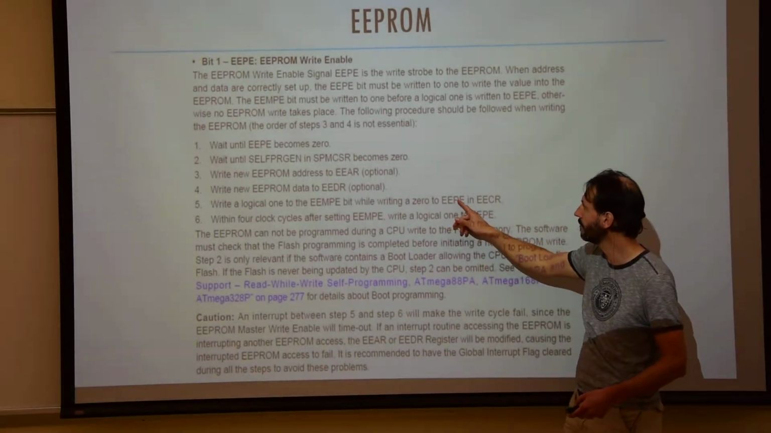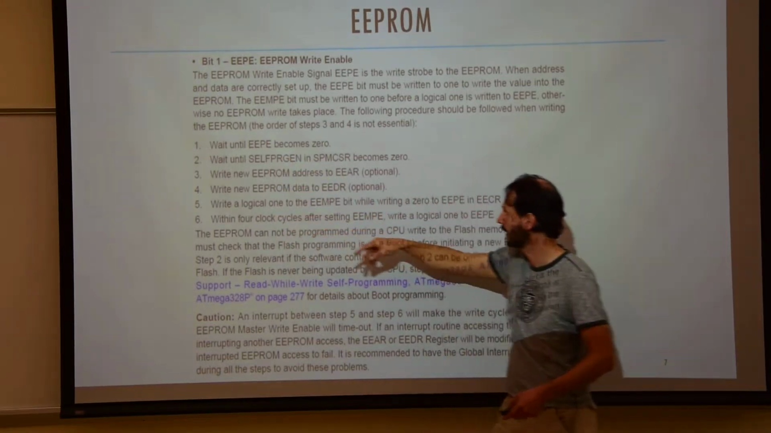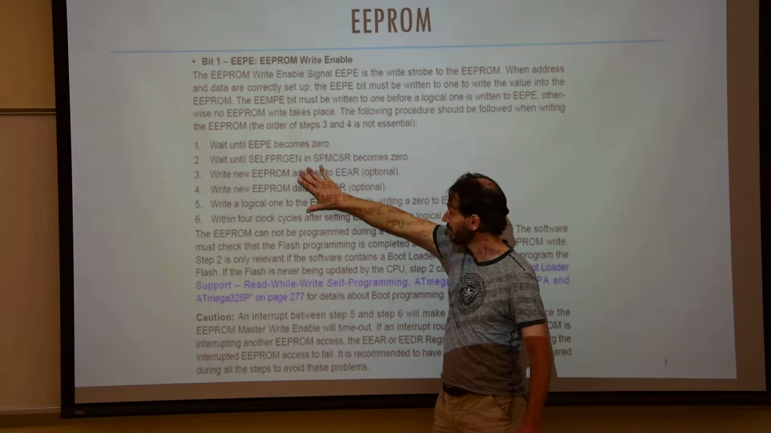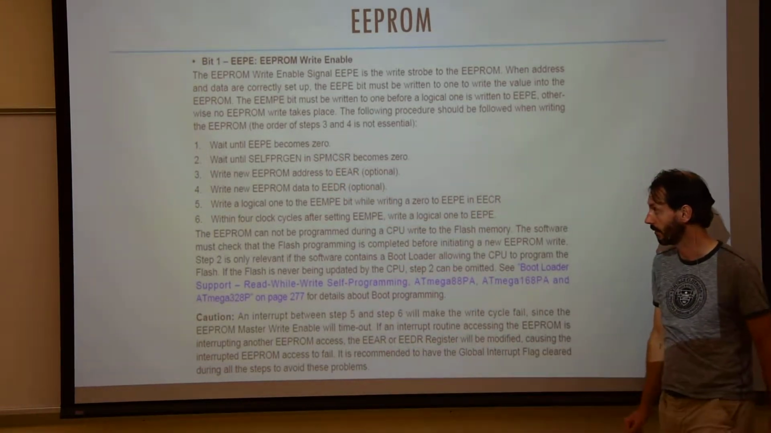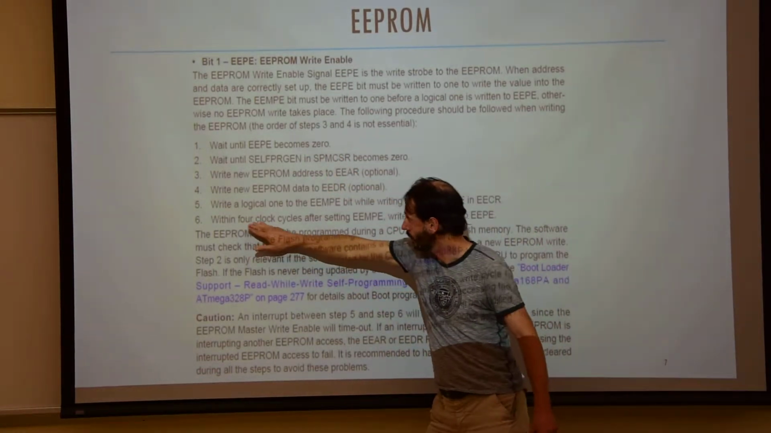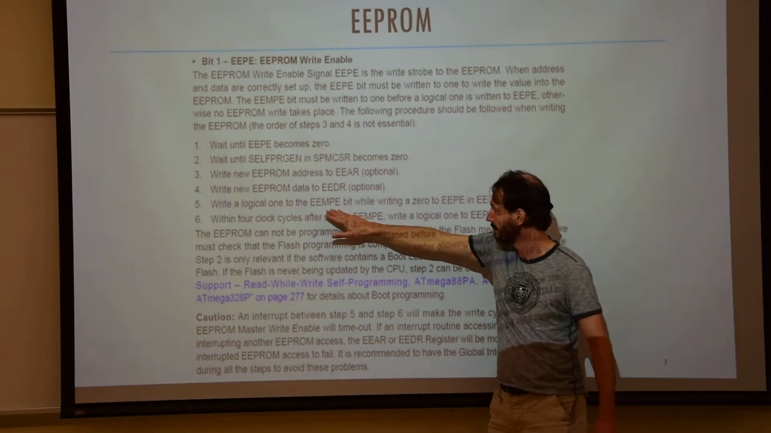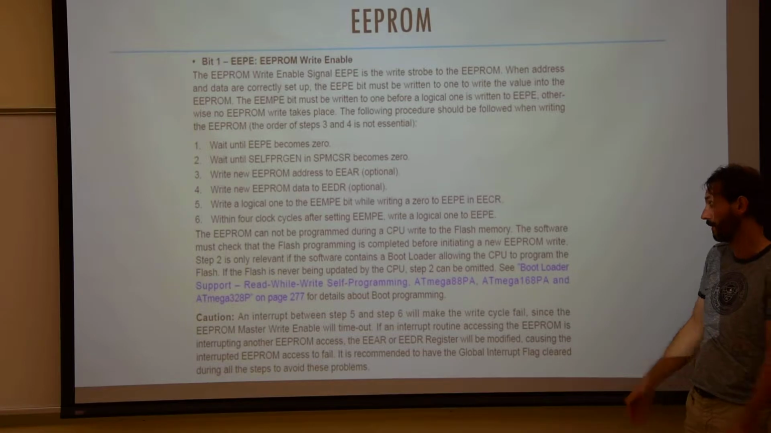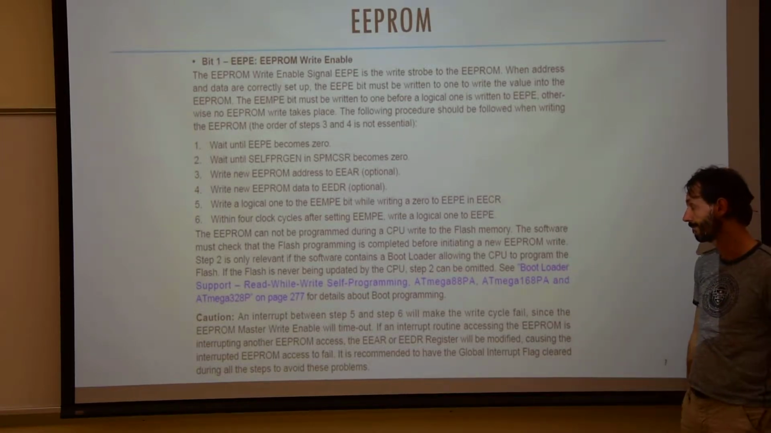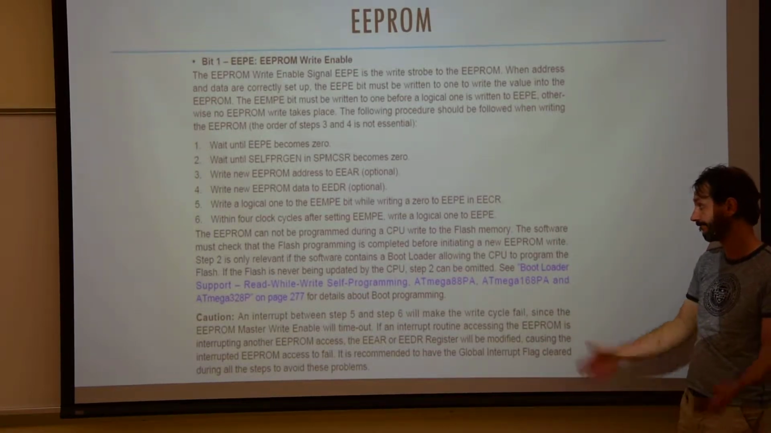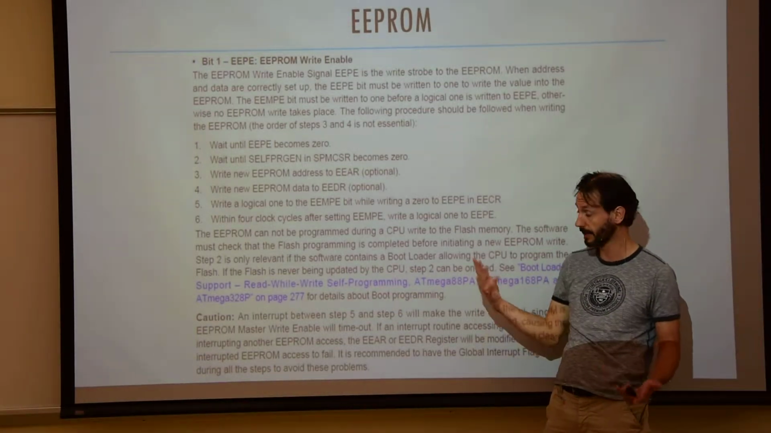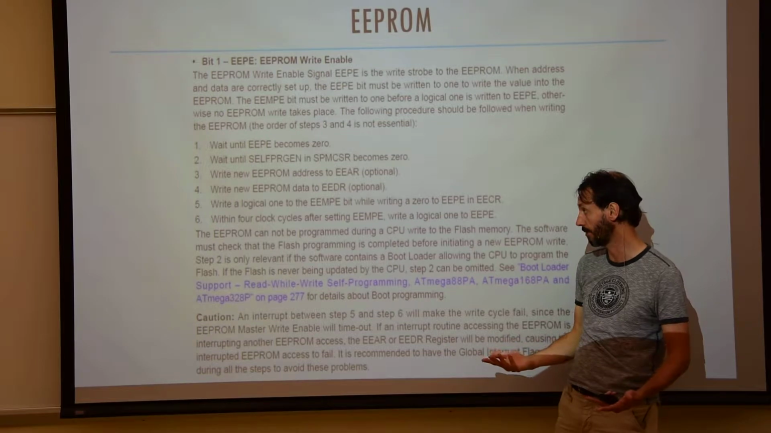And the 0 to the EEPE, which is this particular bit, of course, because you say you're ready, you're done, you have finished the writing or reading to EEPROM. Within 4 clock cycles, after setting the EEMPE, you need to write a logical one to EEPE. So this is the structure that you do. So that's just defined as such in the datasheet. That's the spec. That's how you operate it.